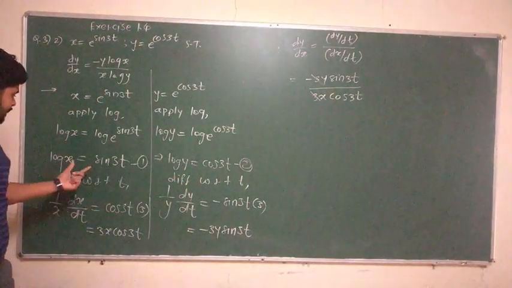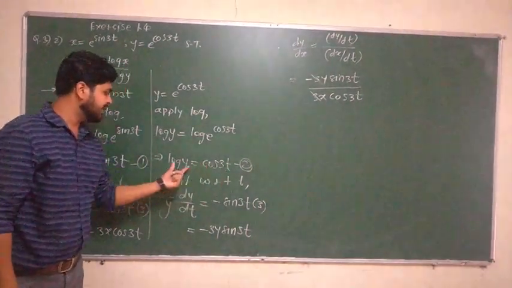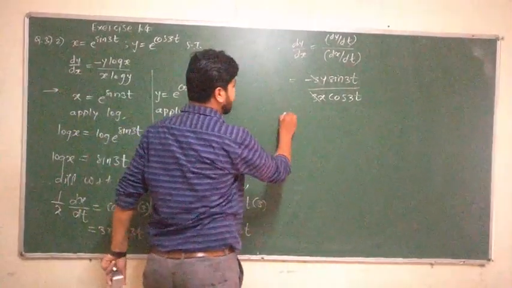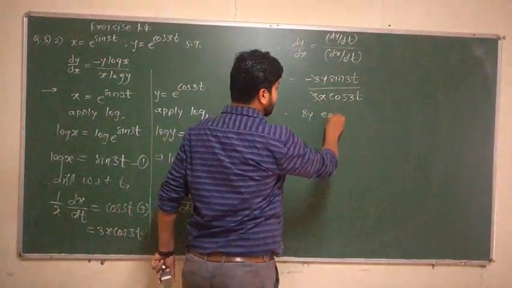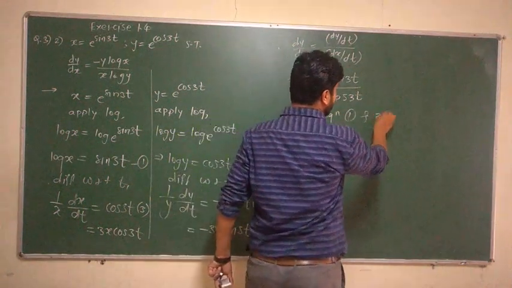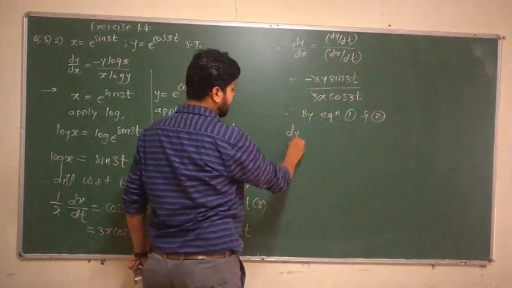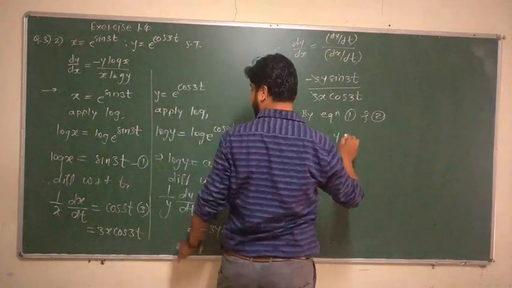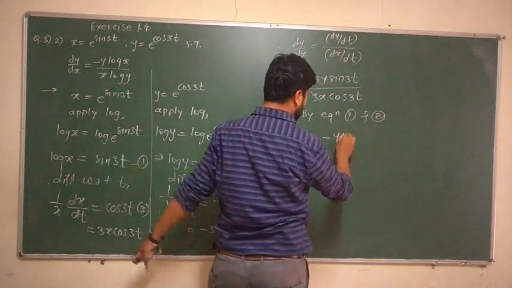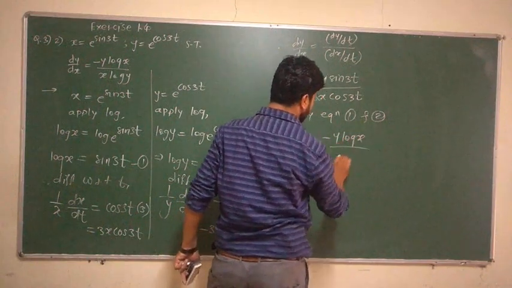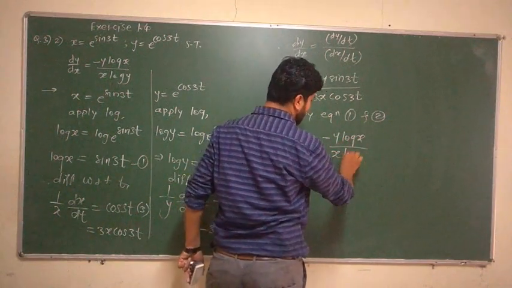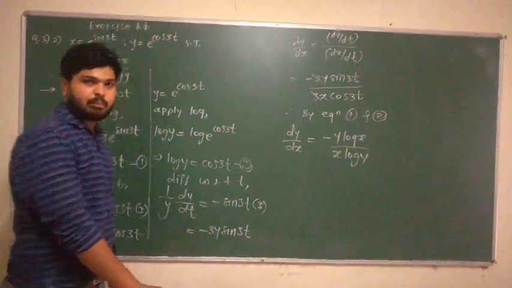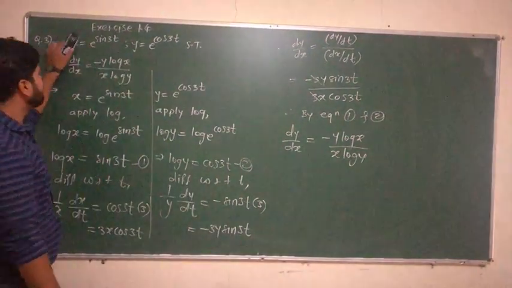From equation 1 and 2, what we get? sin 3t is equal to log x, and cos 3t is equal to log y. So therefore, by equations 1 and 2, dy by dx is equal to minus y sin 3t upon x cos 3t, and sin 3t is equal to log x, so minus y log x upon x log y. So this is our proof of question number 2.